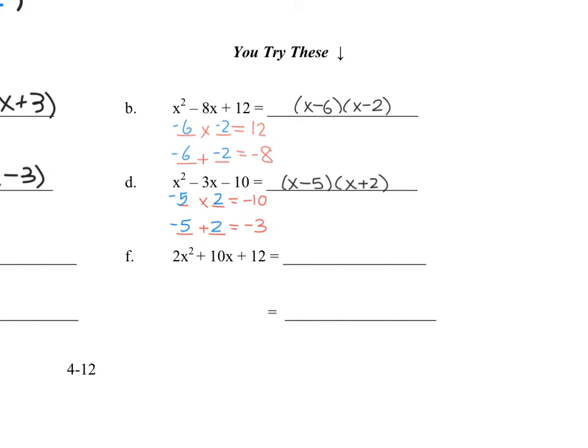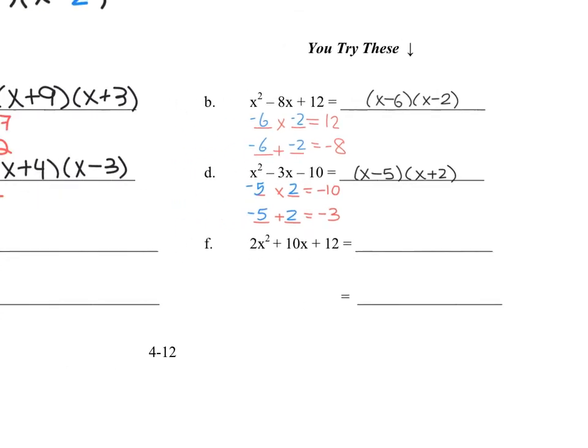For question D, it says you need two numbers that multiply to negative 10, so one number has to be negative, and the sum has to be negative 3. Because the sum is negative, the larger number should be the negative one. So in this case, we have negative 5 and positive 2. So x minus 5 and x plus 2. Let's go to question E.